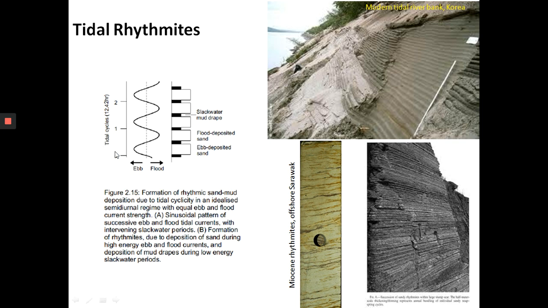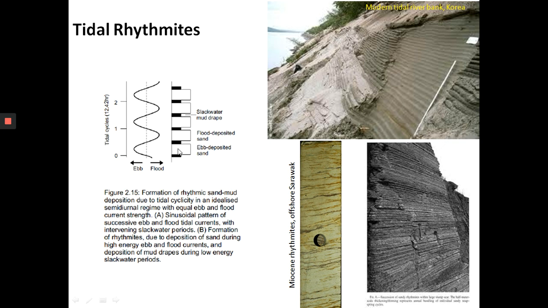So yeah, you can express the tidal cyclicity in the form of a wave again. In this direction it is ebb, in this direction it is flood, right? So you have tidal cycles every 12.42 hours here. So you get layers of sand forming during high and low tide, and slack water mud drapes in between.